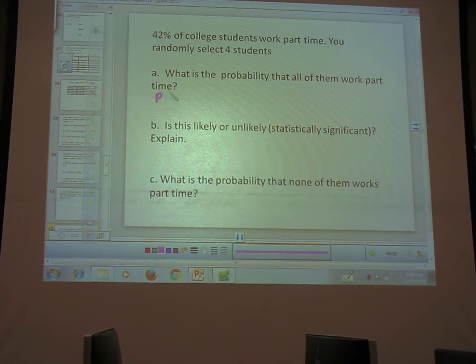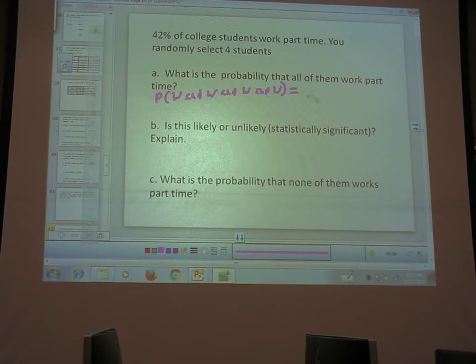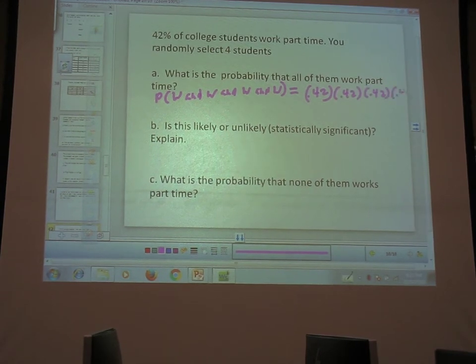So it's the probability of part-time, of work, and work, and work, and work. All right, so this is going to be 0.42 times 0.42 times 0.42 times 0.42. In other words, 0.42 to the fourth power.